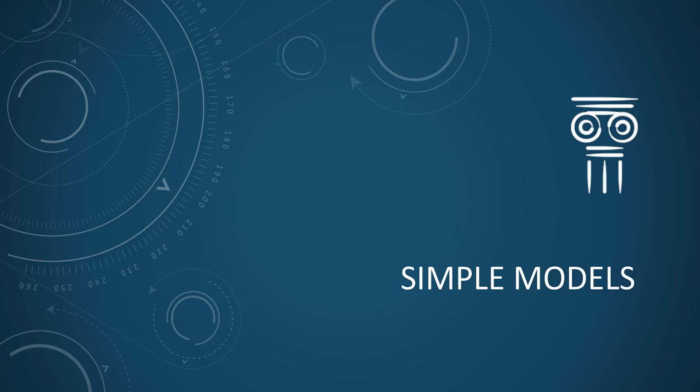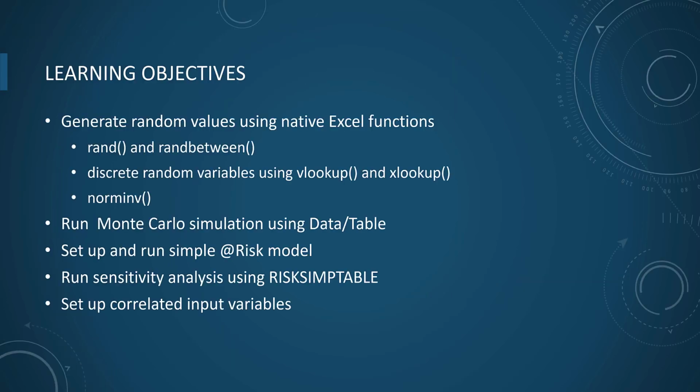The second review module is simple models. So we're going to look at some very simple models and get your feet wet with respect to what kind of things we can do with @RISK. So we'll look at some simple examples. And even before getting into @RISK, we will look at how to use Excel native functions.